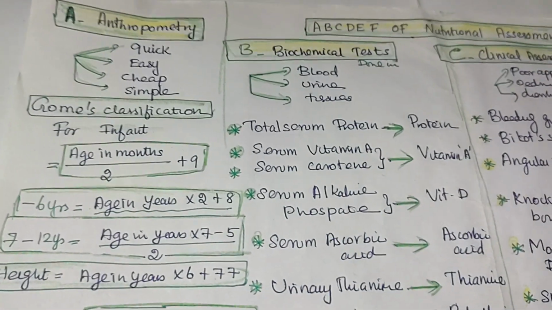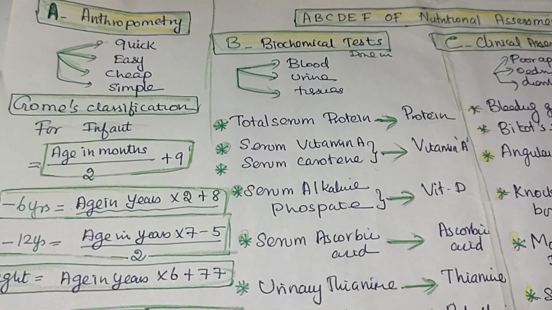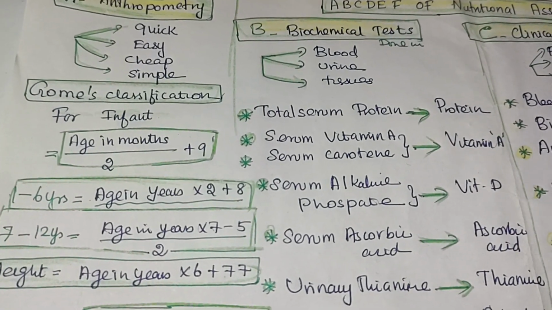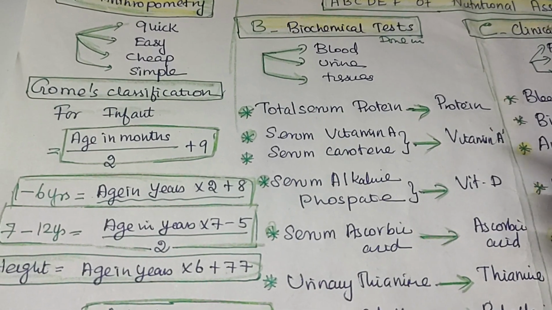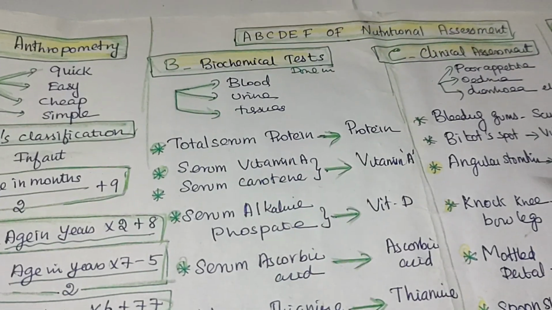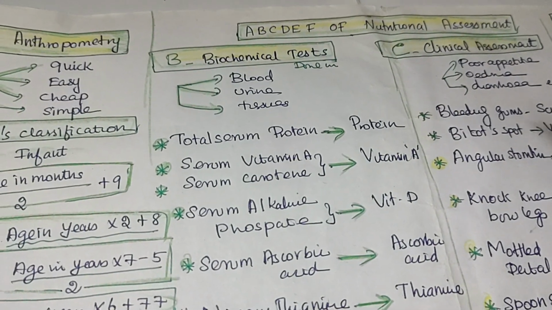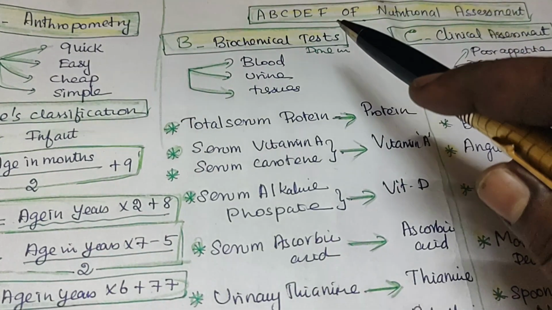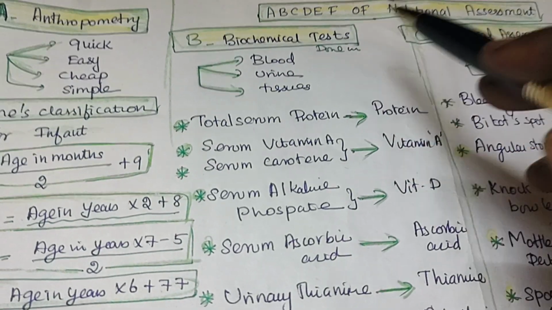What is B? B is the biochemical test, assessing by the biochemical chemicals in our blood, urine and tissue. We can find out what all the nutritional problems are. C is called the clinical assessment. D is called the dietary assessment. E is the ecological factor. F is the functional assessment.